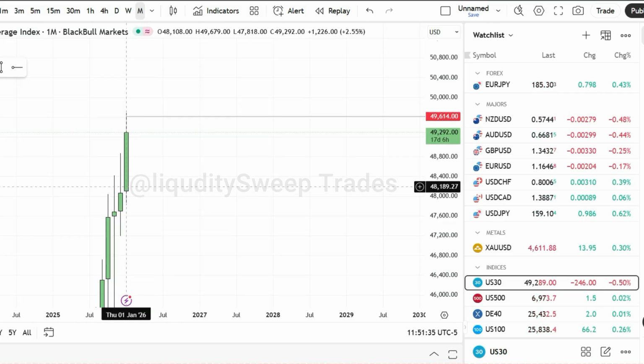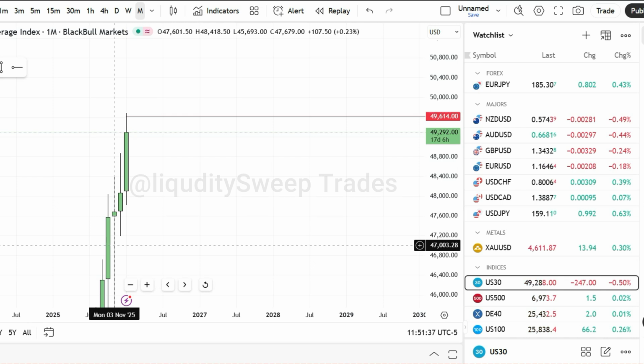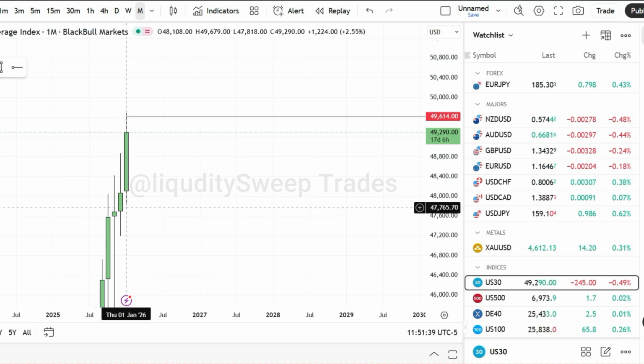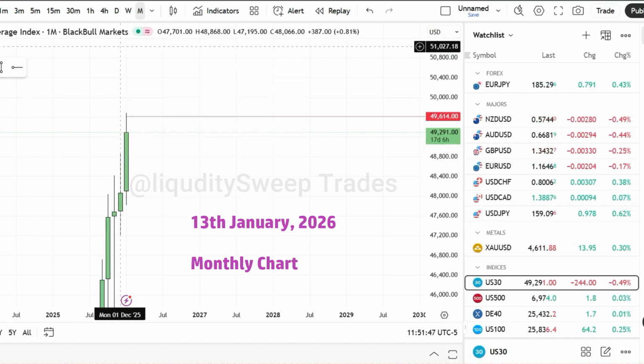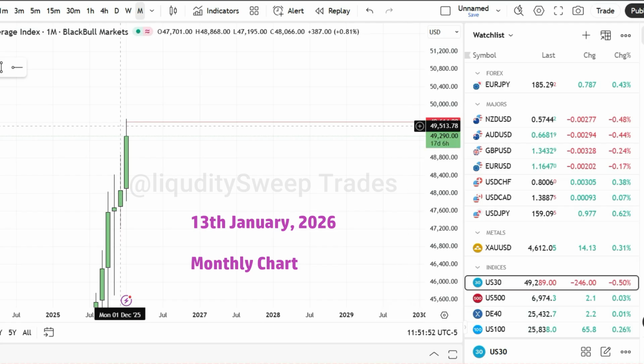Okay, we're going to start with the dates. We have here current live market data, and that's the 13th of January 2026, and this is the monthly chart of US30. Take note of that first. As you can see, this is live market data and not any form of replay. This is actually live market data.